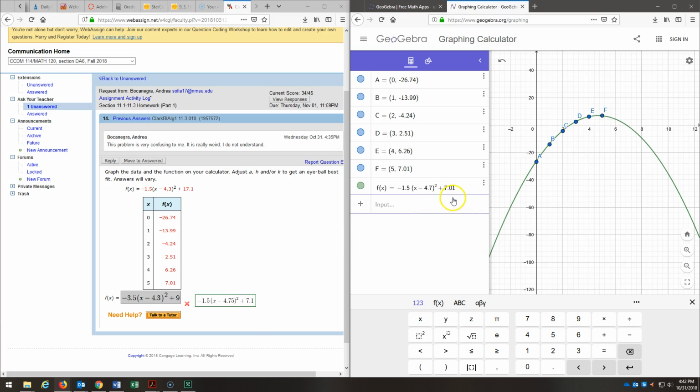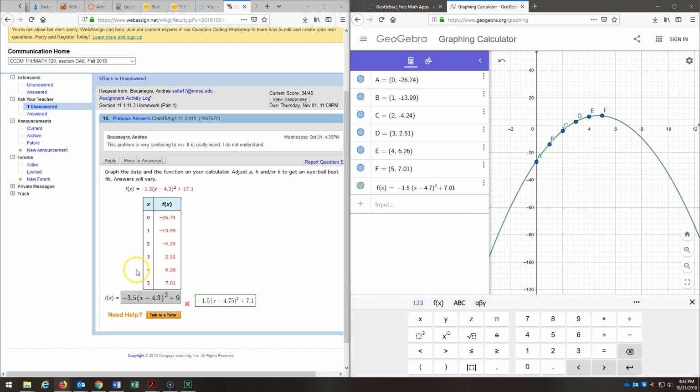So my guess is that what's happening here, it says adjust A, H, and/or K to get an eyeball best fit. The answer they're giving here happens to be the exact best fit, but you notice they say answers will vary. So as long as your curve actually goes through all the points, my guess is what we've come up with here would also be an acceptable answer. Again, just get it close by playing with these parameters, and you can do that in GeoGebra looking at the points and the curve together. And likewise, remember we didn't change A because the shape was right, it was just the position that was off. So maybe that'll help you a little bit.